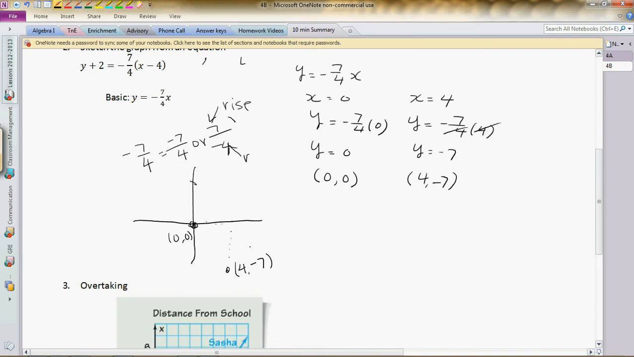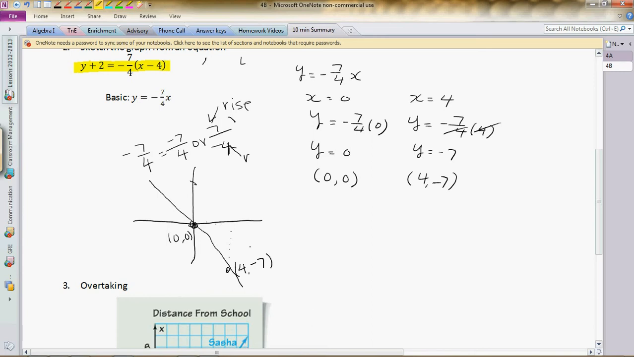Where is the line? Right here. You draw a line. Alright, I'm doing a horrible job, but assume that this is a straight line. So that's the original line. But what we really want to do is sketch the graph is this graph.